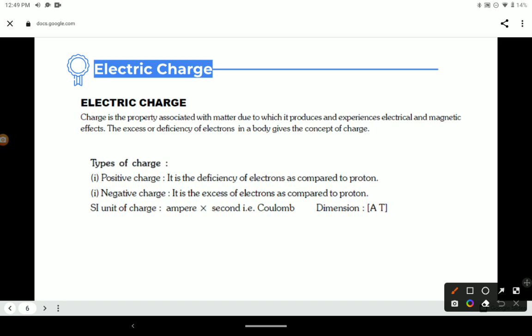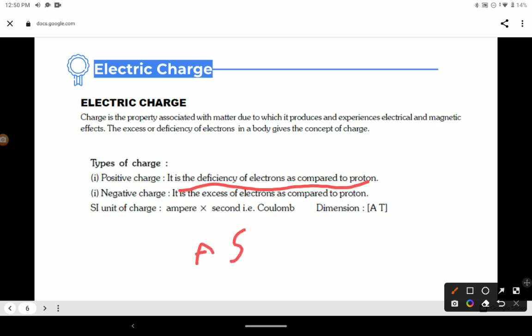If in case of these both, any of the things is there, then it is said that electric charge is present. So types of charges, two charges over there. One is positive charge, the other one is negative charge. You can observe here. Positive charge is nothing but deficiency of electrons as compared to protons, and negative charge is excess of electrons. Also, the SI unit of charge is ampere second.